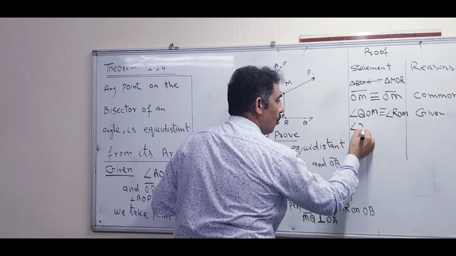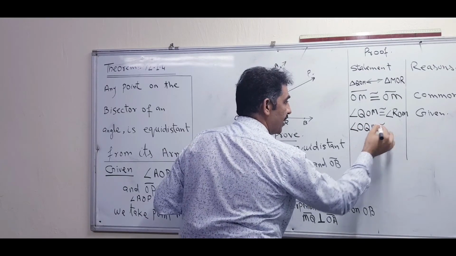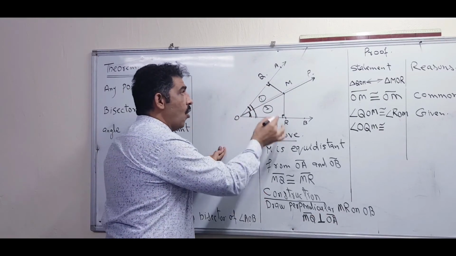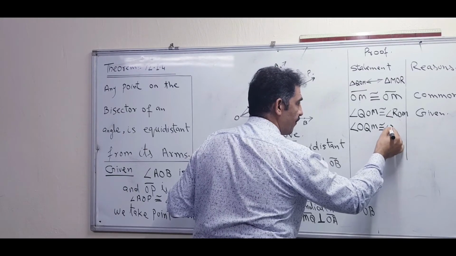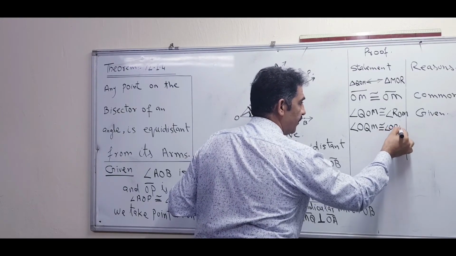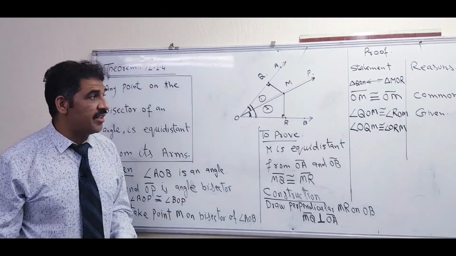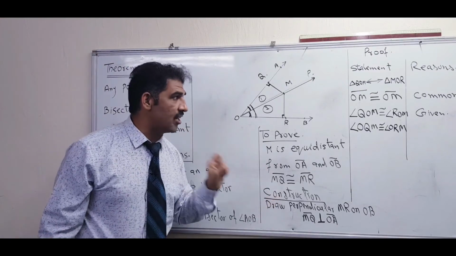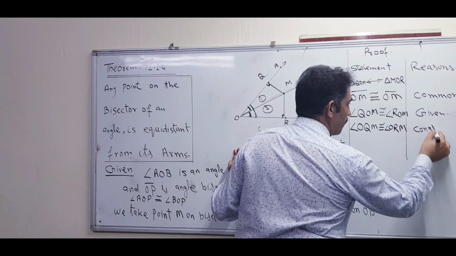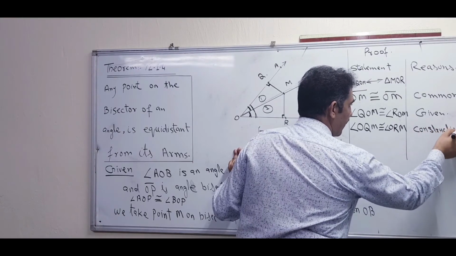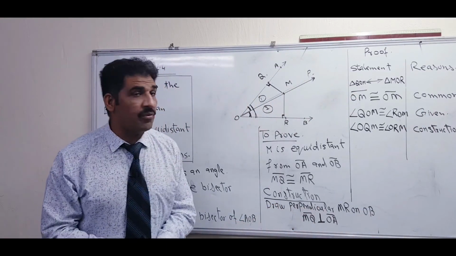So angle OQM congruent to angle ORM. Angle notation ORM. And what is the reason of that one? Because we said this statement in the construction. So you write in the reason: construction. Construction.